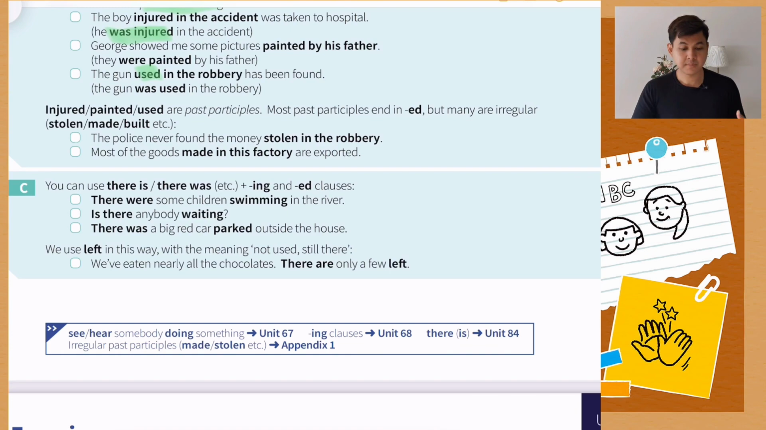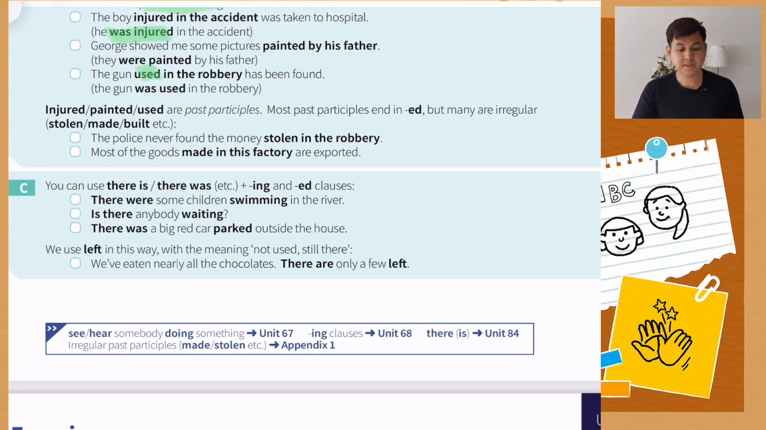Injured, painted, used are past participles, or verb 3: verb 1, verb 2, and verb 3. Most past participles end in -ed, but many are irregular, they're not normal, like stolen, made, built, etc. You have to read a lot, and then you're going to be familiar with all of those irregular verbs that do not end in -ed.